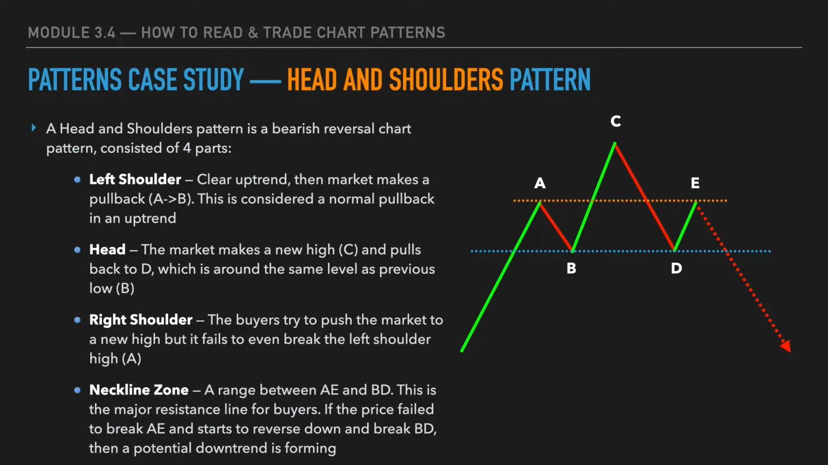The last part is called the neckline zone. It is a range market between the orange resistance line and the blue support line in this chart. If the price fails to break the orange resistance line, comes back down and breaks the blue support line, then there's a very bearish signal. That could be a potential downtrend forming.